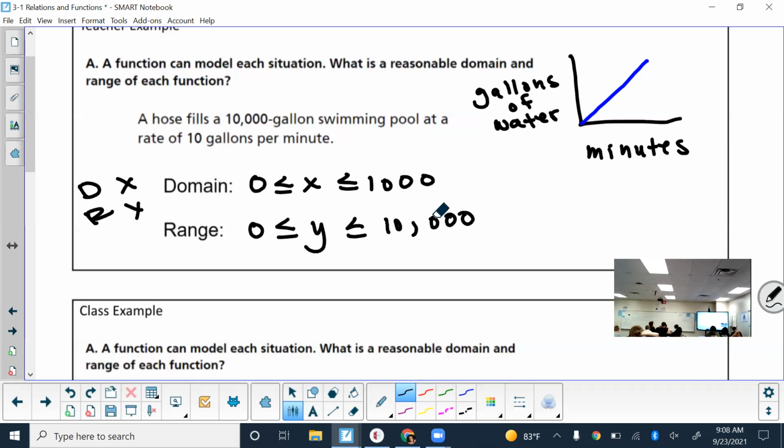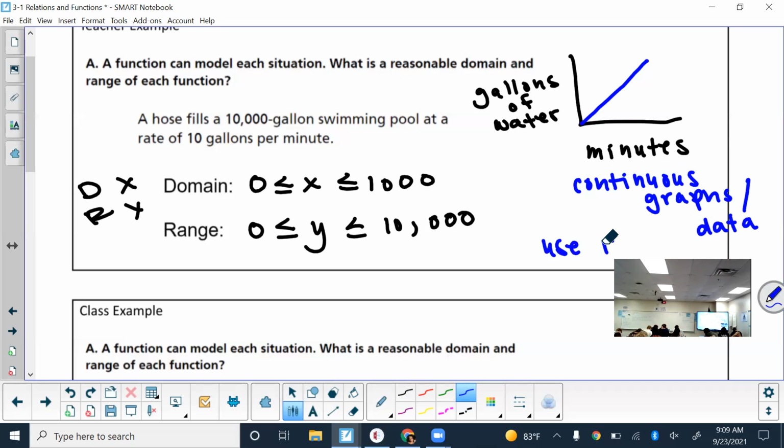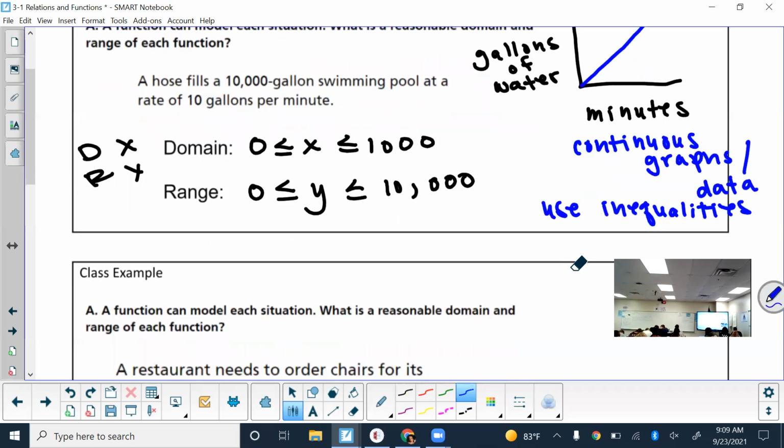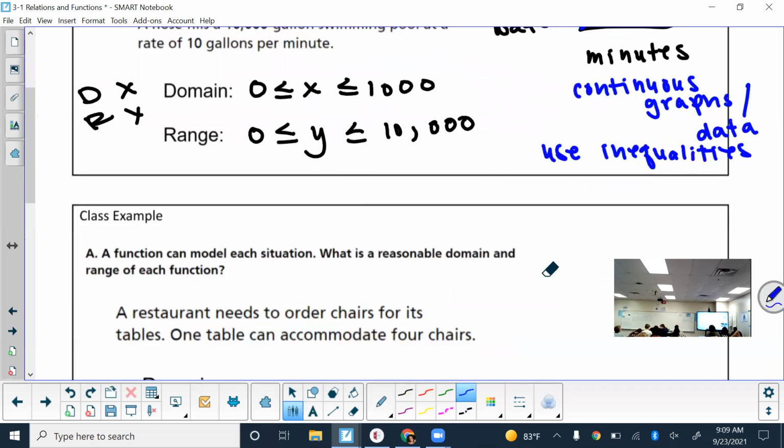So that's for continuous graphs. I would just write this little note that continuous graphs, or continuous data, so graphs/data, use inequalities. All right, continuous graphs/data use inequalities for the domain and range.